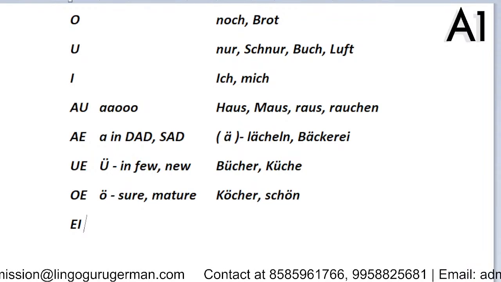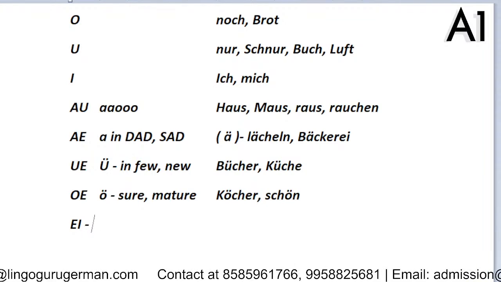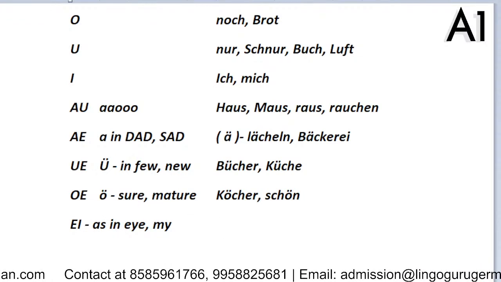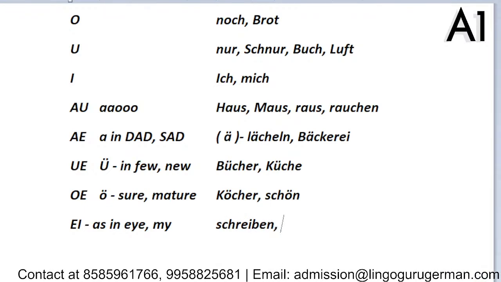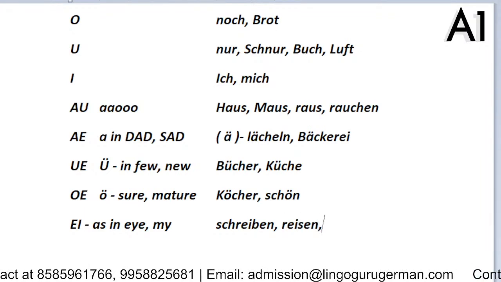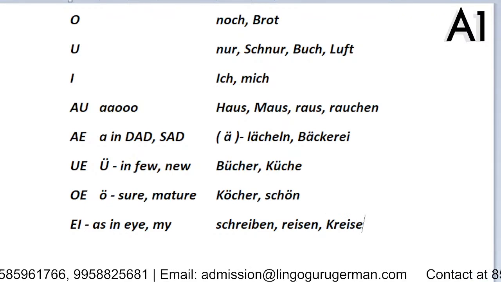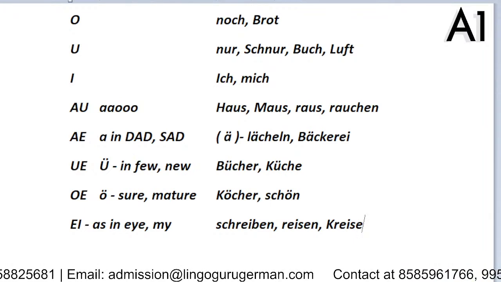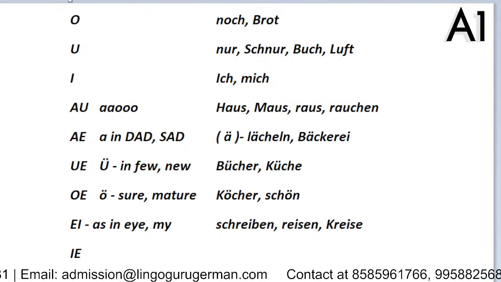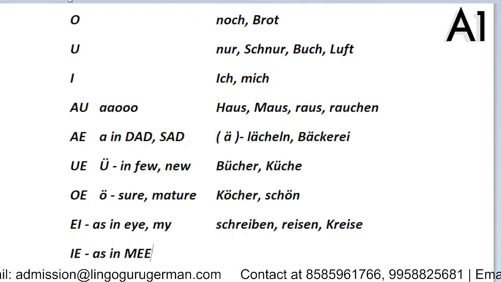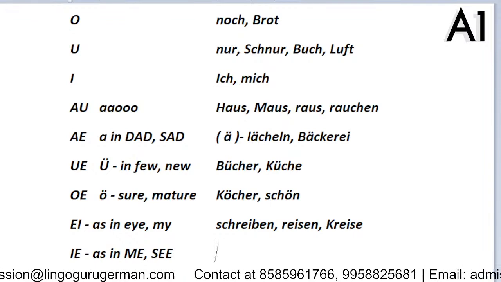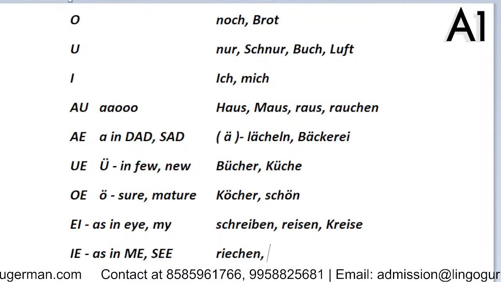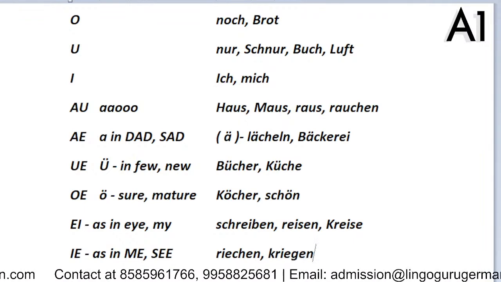Now, when this E and I come together, they produce the sound of I, as in I, my, always I. For example, schreiben, reisen, Kreise, always I sound. But when they appear this way, IE, as in me, see, we pronounce the same sound of I. For example, riechen, kriegen.